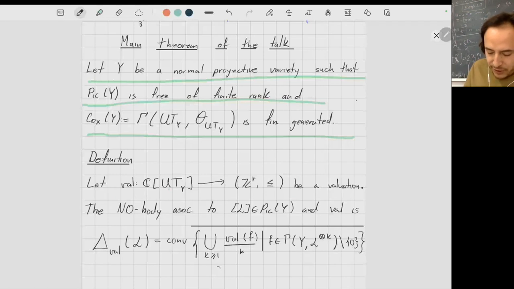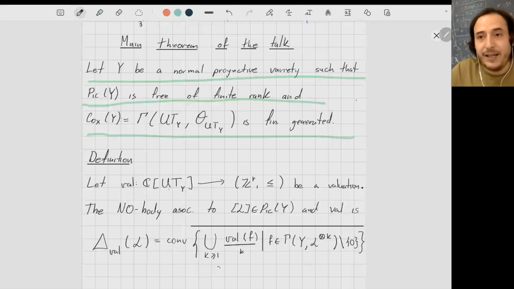the body associated to a line bundle is just going to be the convex hull of the closure of this set. This set takes the valuation of all the sections f. This section lives in the k-th tensor power of L with itself, and then I divide by k. So this is just a subset of R^n. This is the Newton-Okounkov body.